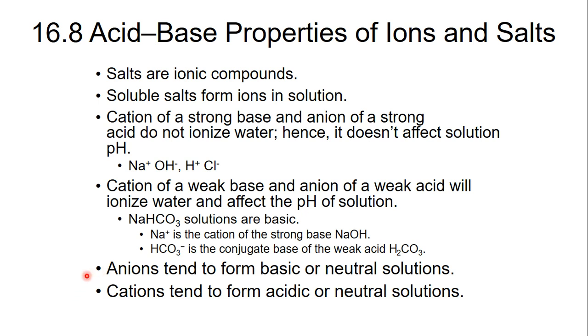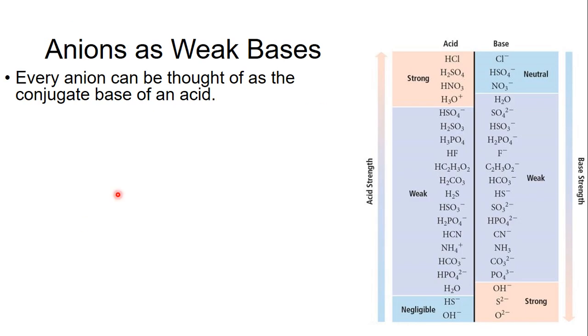Anions usually form basic or neutral solutions. Cations will form acidic and neutral solutions. So let's just think about anions here. Really, any anion can be thought of as a weak base, because if it's an anion, it has a negative charge, and we could just put a hydrogen with that compound. For example, Cl minus is the conjugate base of the acid HCl. So anything that's an anion can be thought of as the conjugate base of an acid.